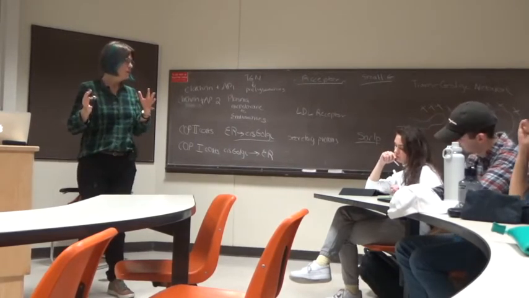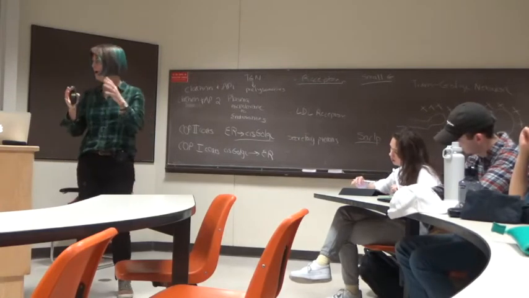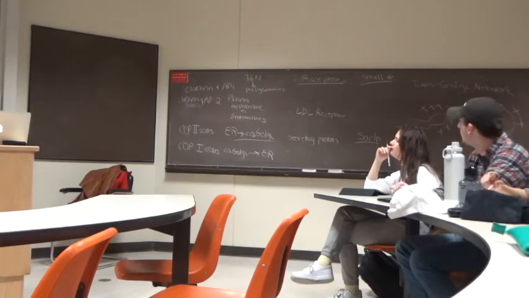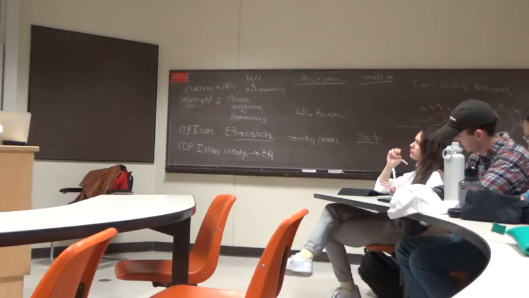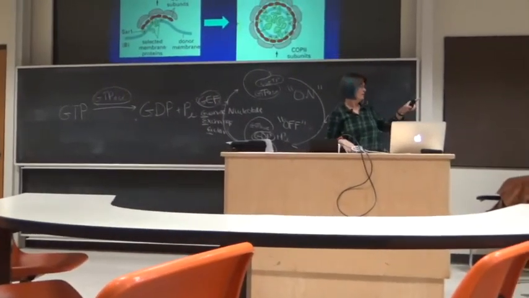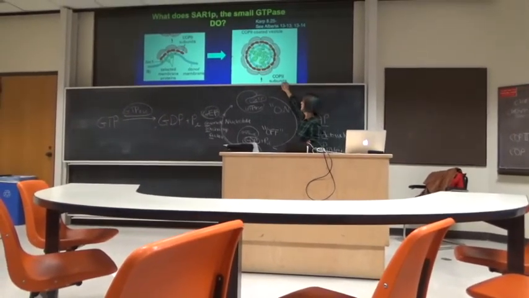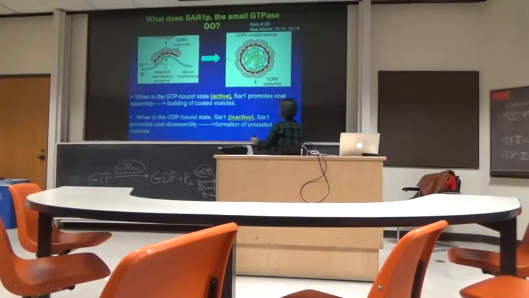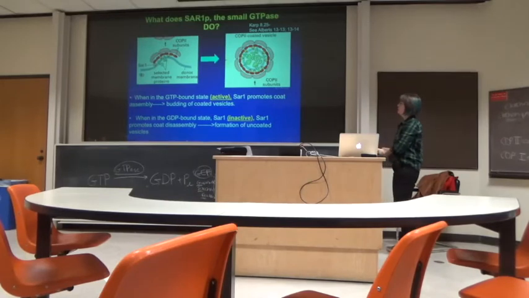So SAR1P is a small GTPase, so we know that it is on in its GTP-bound form and off in its GDP-bound form. And the reaction that SAR1 is coupled to is the assembly of COP2 coats on the ER. So let's see how that works. That's right here in this diagram from your book.